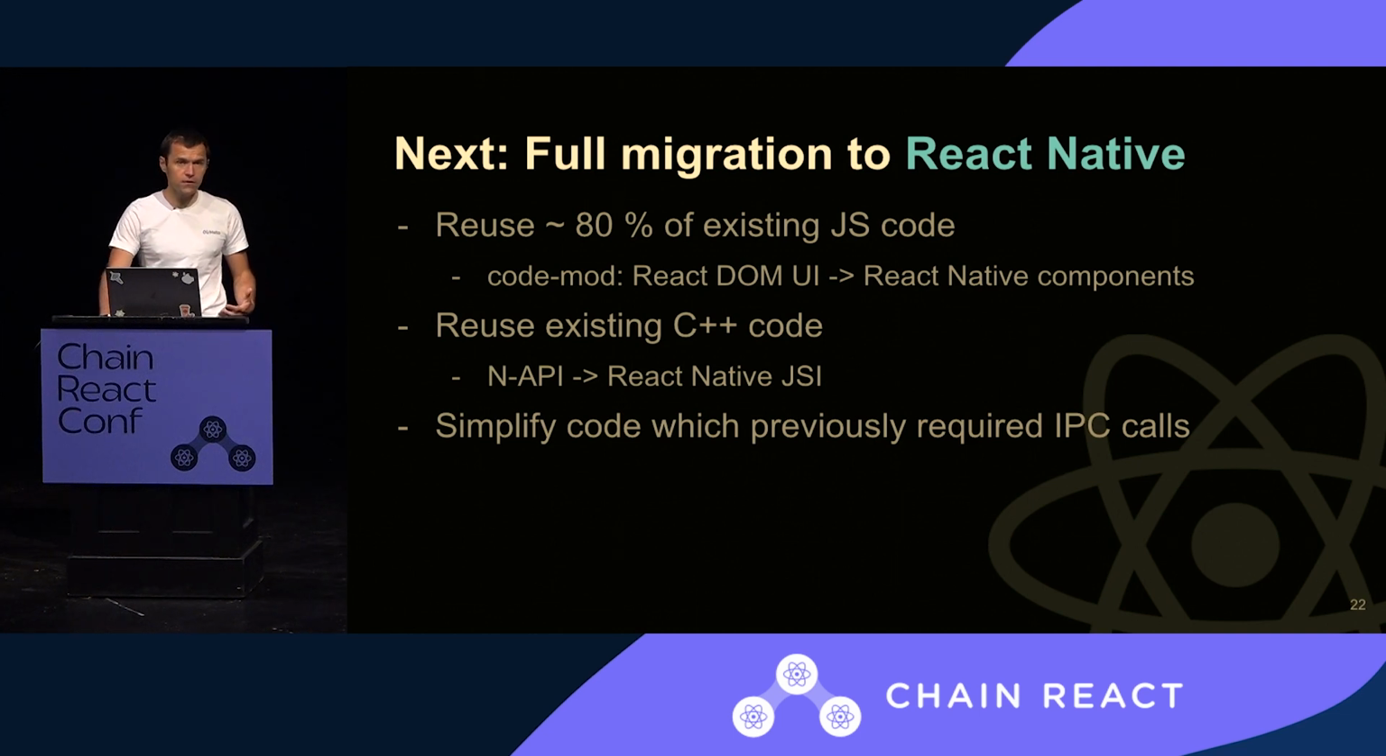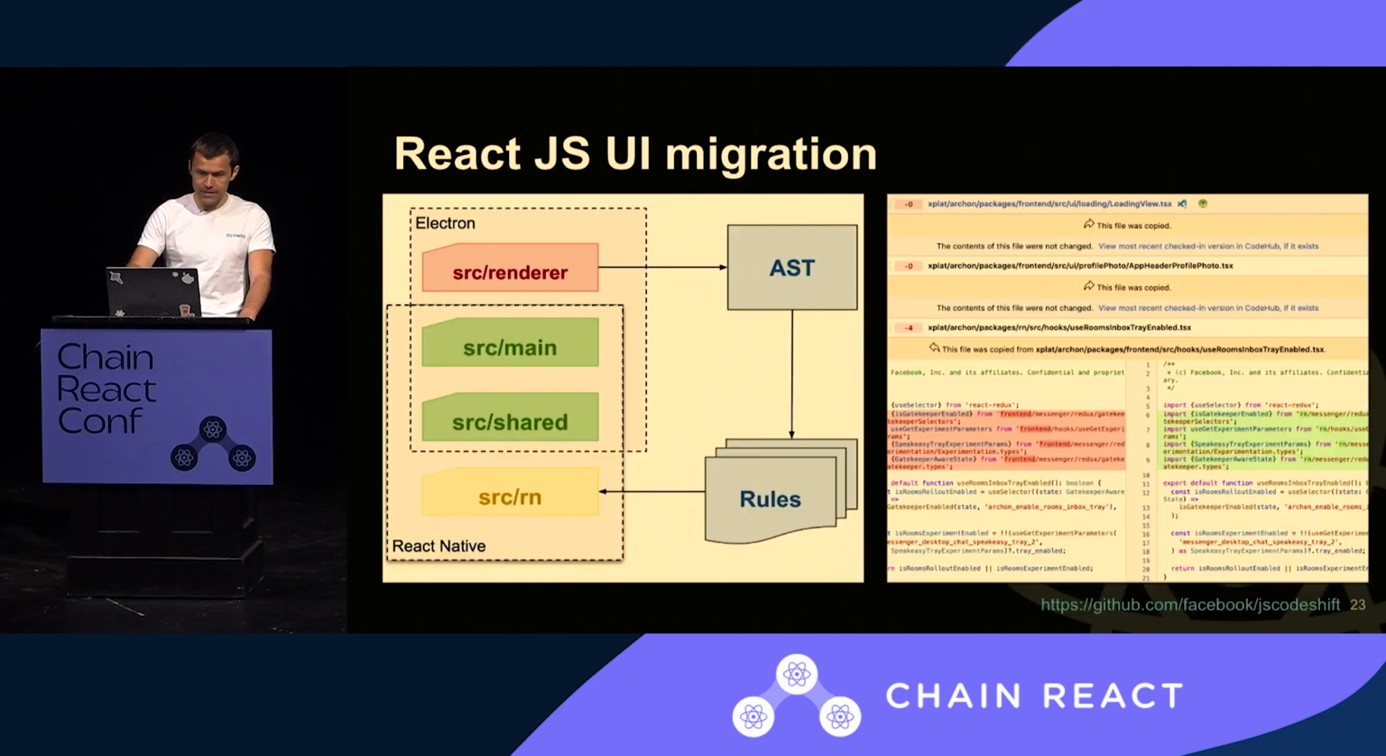We could also use most of the C++ code. There isn't a huge difference between how C++ code is integrated in Electron or React Native. Basically, you have a bridging layer which bridges JavaScript to C++, and you have to convert from one bridging layer to the other. And finally, we could simplify the app in a couple of places. We had to use IPC in Electron because we wanted to communicate between the main and rendering process. React Native doesn't have a multi-process architecture. No IPC simplifies your architecture.